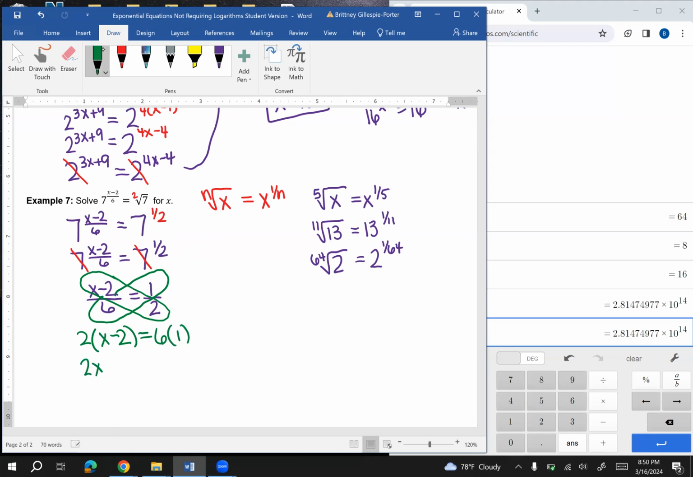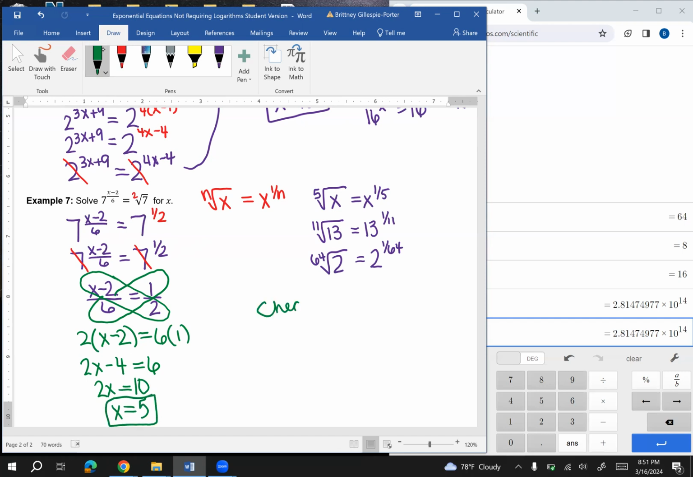So we have 2x minus 4, because distributing the 2 through, equal to 6. Add the 4 to both sides, we get 2x is equal to 10. Divide by the 2, we get x is equal to 5.